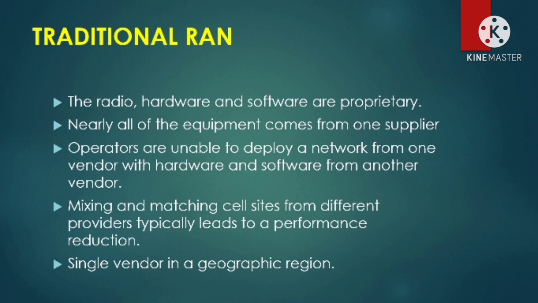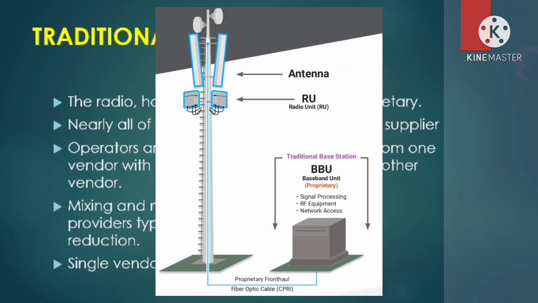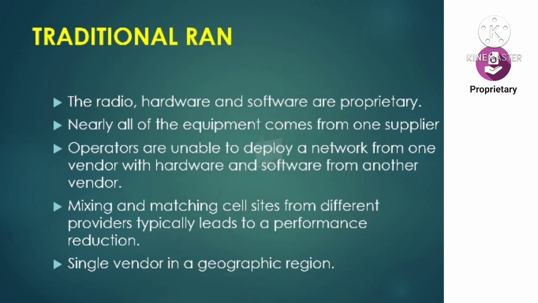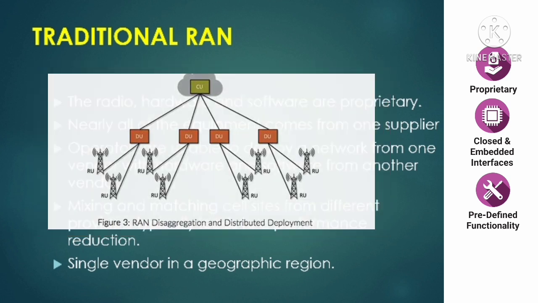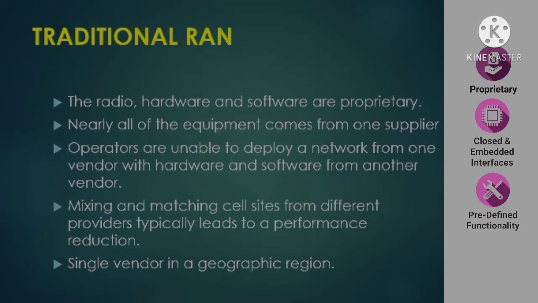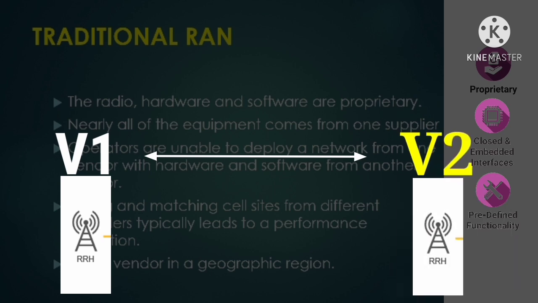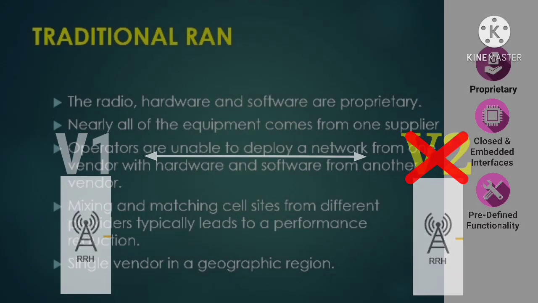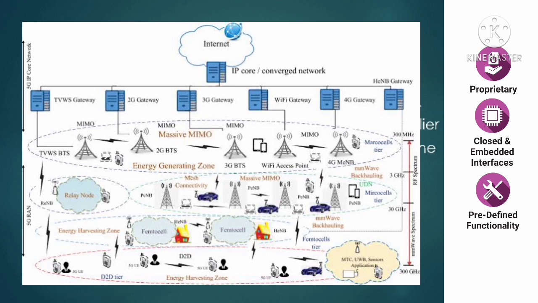Traditional RAN. In a traditional RAN system, the radio, hardware, and software are proprietary. This means that nearly all of the equipment comes from one supplier and that operators are unable to, for example, deploy a network using radios from one vendor with hardware and software from another vendor. Mixing and matching cell sites from different providers typically leads to a performance reduction.